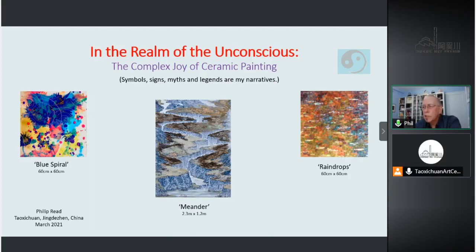In this presentation, I will discuss my process and the complex issues of concept, materials, and technique. These three paintings show my three different approaches to the path of creativity. On the left, Blue Spiral is abstract color fields, but is based on my observation of lotus ponds. Meander is inspired by a location in Canada called Aurora Gorge, which is said to have a strong spiritual presence. And Raindrops on the right is from my observations of rain falling on the surface of a small lake.